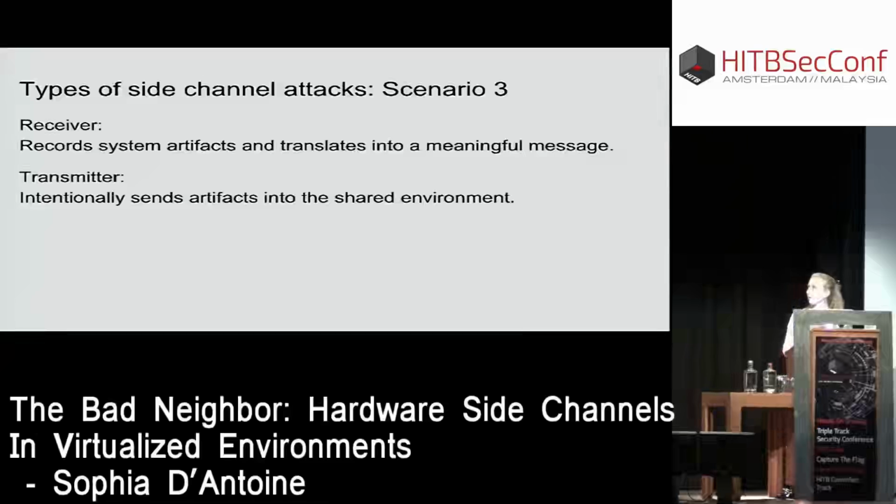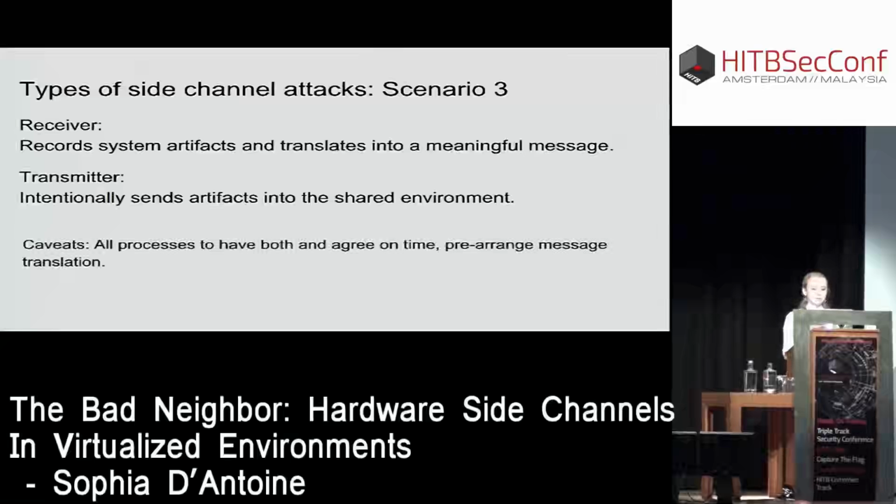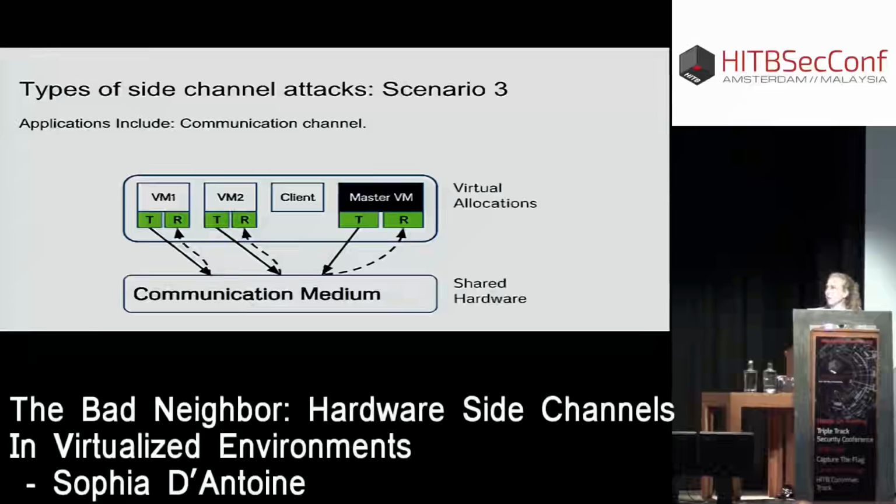And the third scenario is when both of them are intentionally sending and receiving to each other. For instance, you have 2 processes running on a shared environment, and both of them are intentionally sending behavioral patterns to the system and recording them from the system back and forth. This creates something like a classical covert channel, when you read about that. The communication medium, specifically in this talk, is the shared hardware, but it can be anything. You have the idea of forcing some sort of behavioral pattern and recording that pattern to create a covert channel.